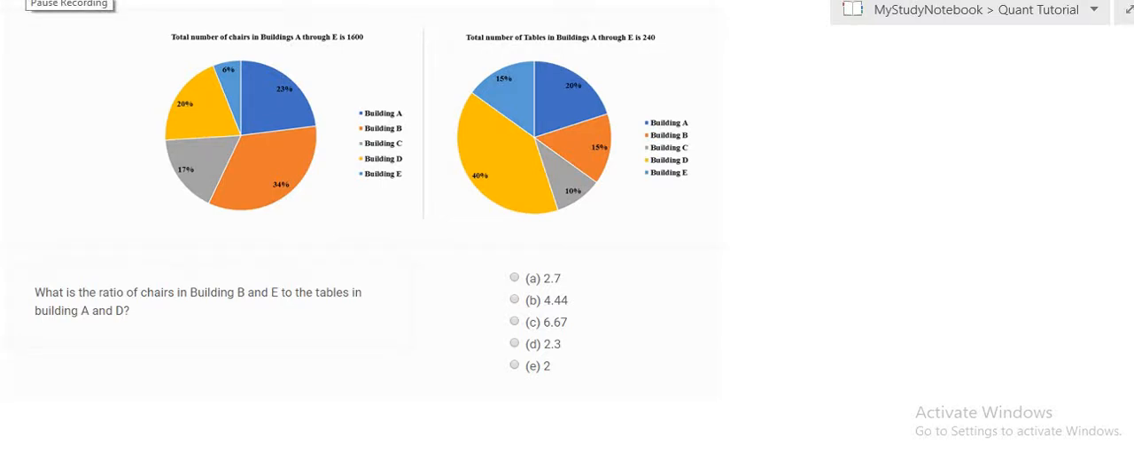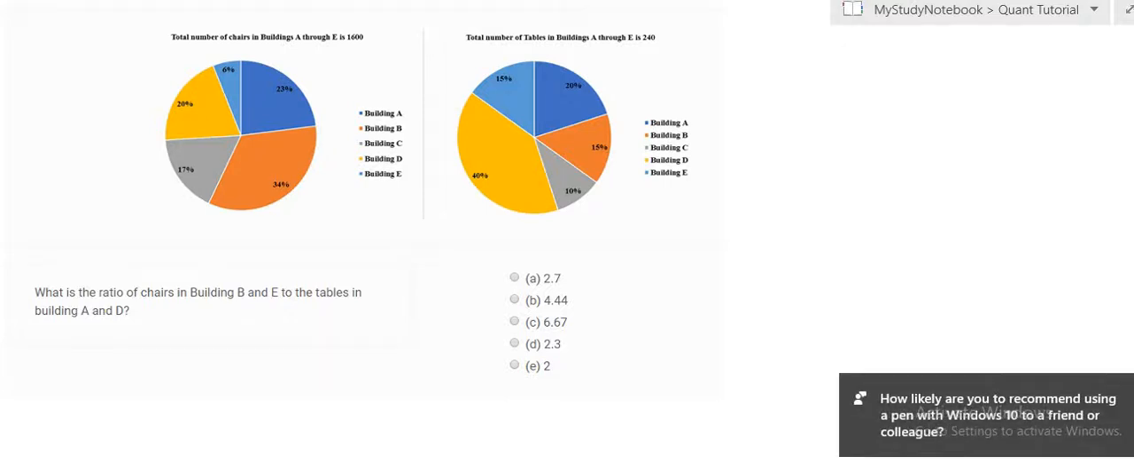Today we are going to do a simple math of data analysis. So even before we look into the question, let's look into the images. Here we can see there are two pie charts, one on the left and one on the right.